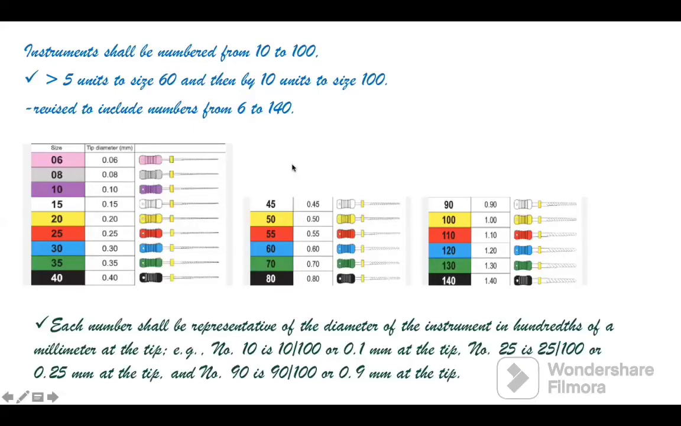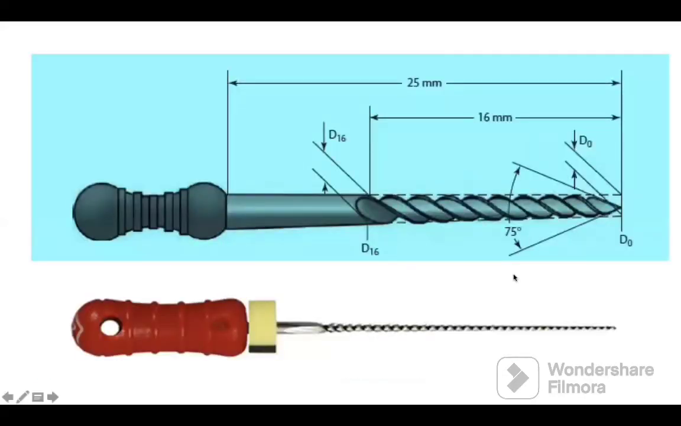Another point that I have missed in the previous slide is that the angle has also been specified. The angle at the tip is 75 plus or minus 15 degrees. This will be the same for all the K files irrespective of their number.